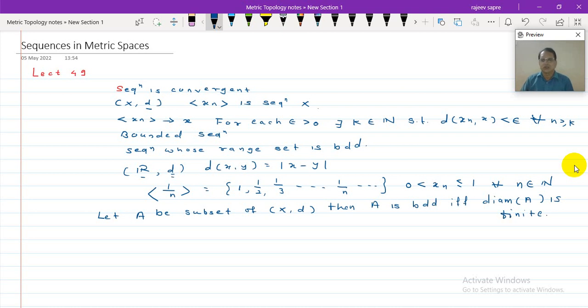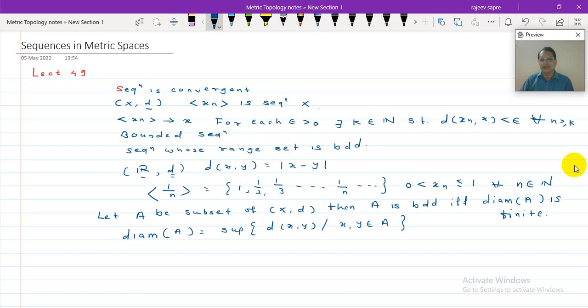Diameter, you know, what is it? If you take a set A, what is the diameter of A? Already we have done it, it is the supremum of the distance between x and y, where x and y both belong to A, means for all x and y belonging to A. So whatever possible pairs of x and y you can get from the set A, calculate the distance between them, and then the supremum of that set will be the diameter of the set A.